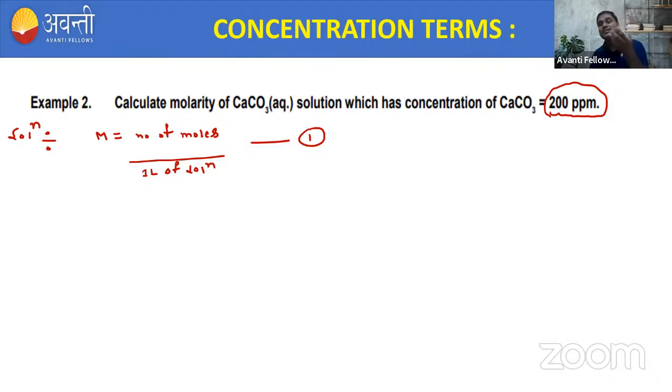Yes, it means 200 gram. So 20 gram, 30 gram present out of 100 gram, right? So this is called 200 ppm. So 200 ppm means 200 gram of calcium carbonate in 10 raised to the power 6 gram of water.